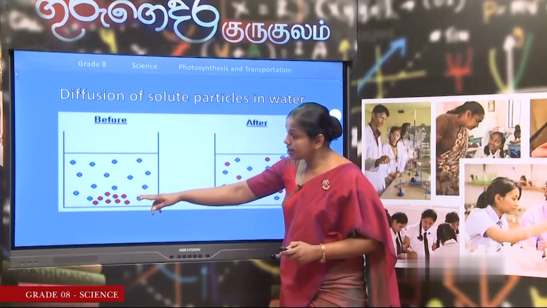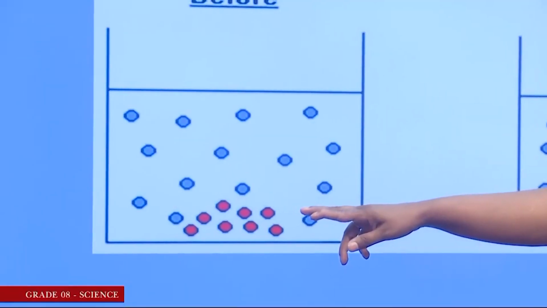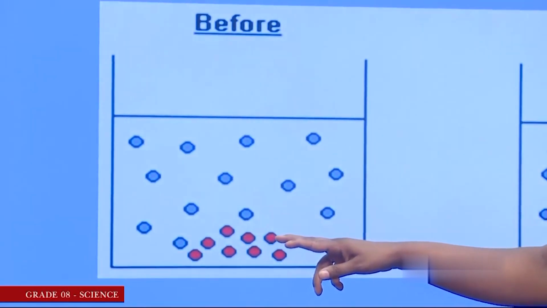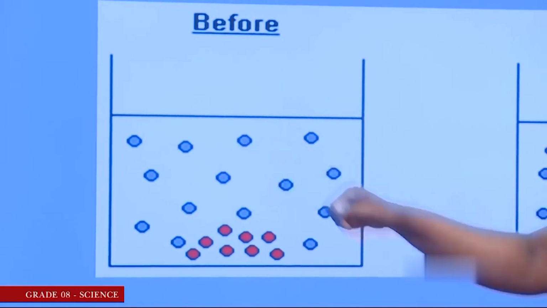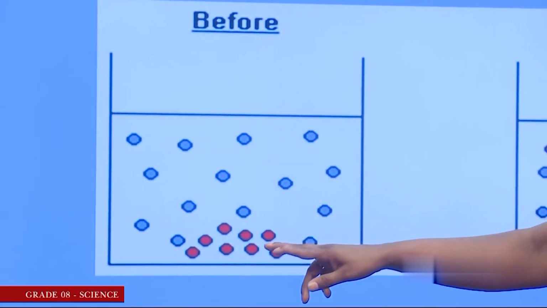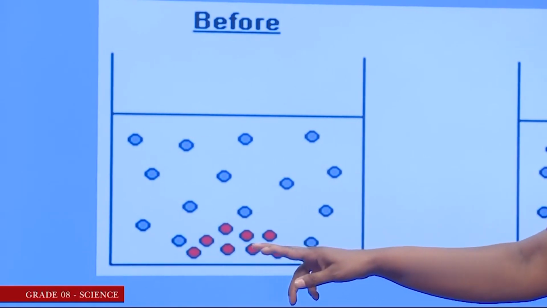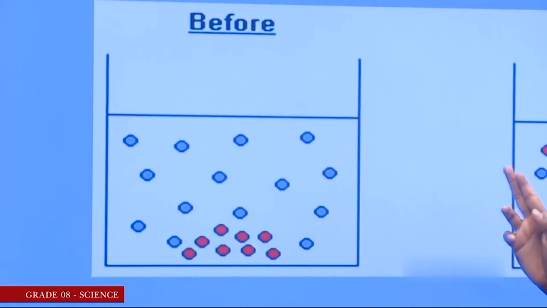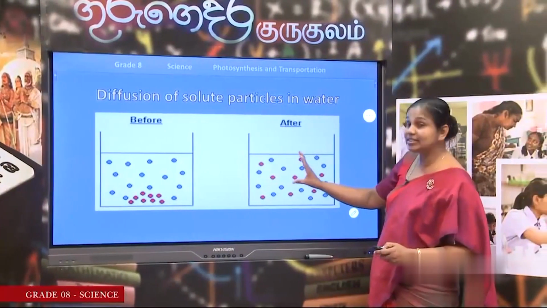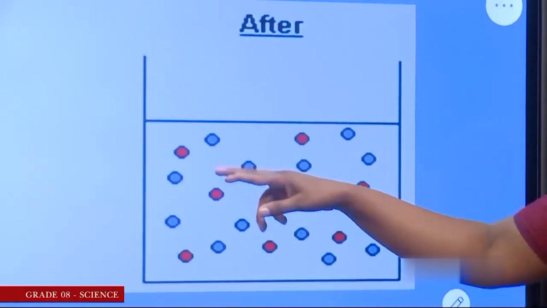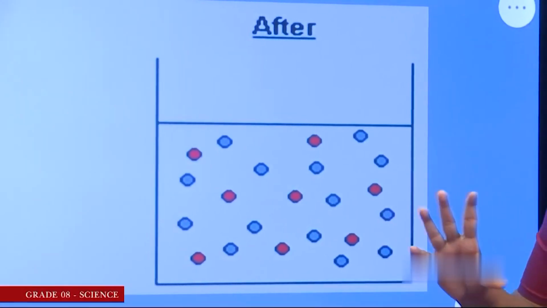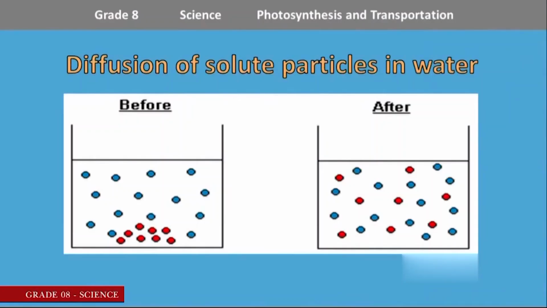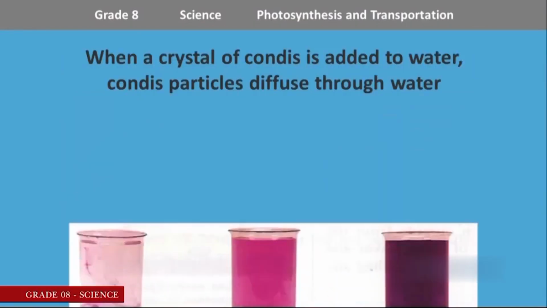When the piece of condensed milk is added to the beaker of water, children, see, red color dots represent condensed milk particles. Suppose blue color dots represent water particles. As more condensed particles are concentrated here, these particles travel through the water particles. Then after traveling, here you can see how the condensed particles are positioned. They have already spread throughout the container. So, this is what happens in the condensed milk experiment.